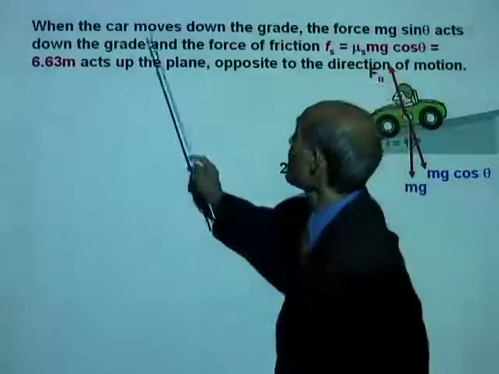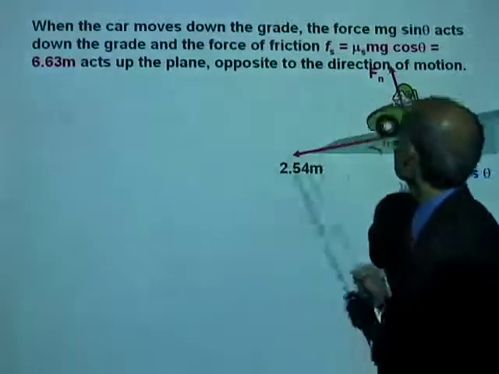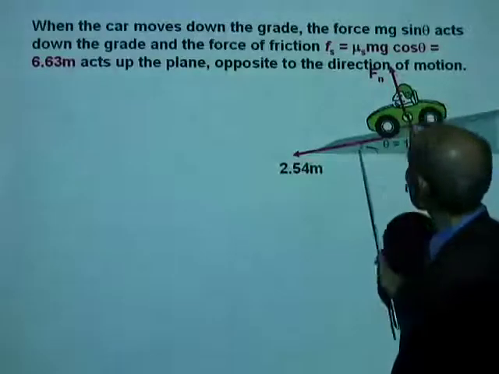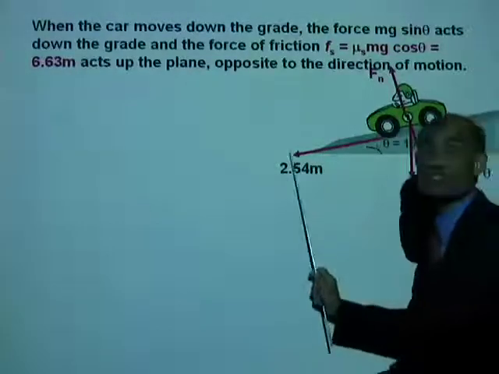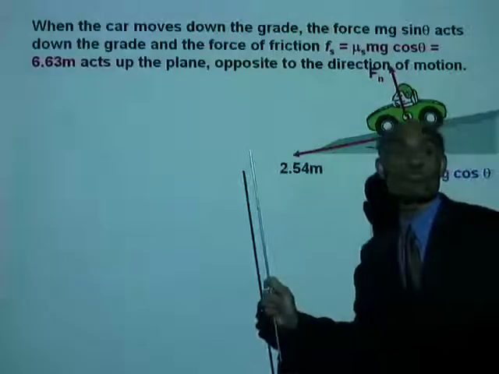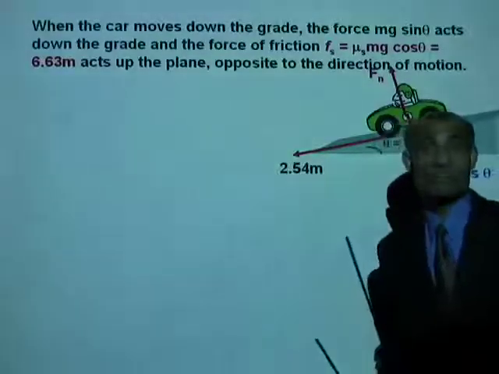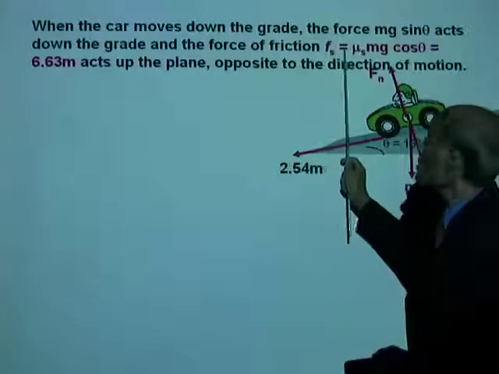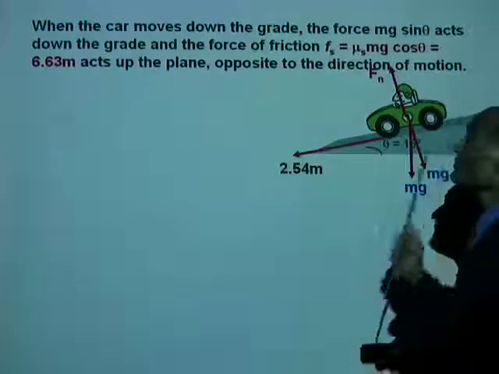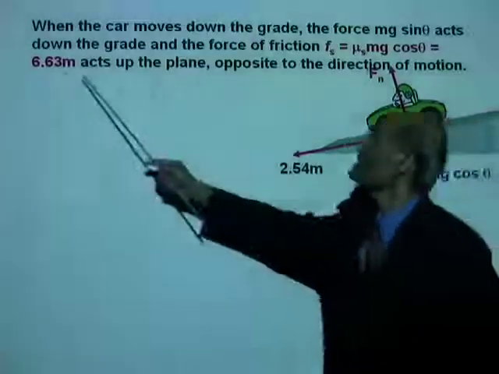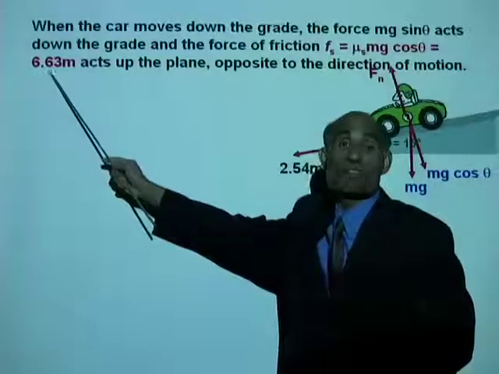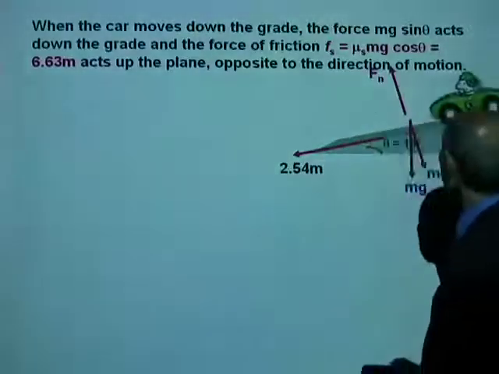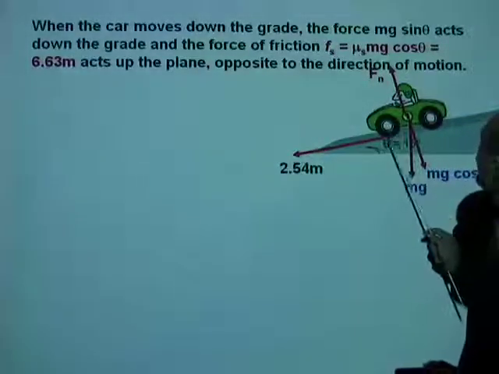Well, when the car moves down the grade, the force mg sine theta will be acting down the grade, and mg sine theta is 2.54 m, the same value that we calculated earlier. But the force of static friction now will be opposing the motion, and we calculated that again in the previous slide, that is 6.63 m. So that's the difference now. The car is moving down.